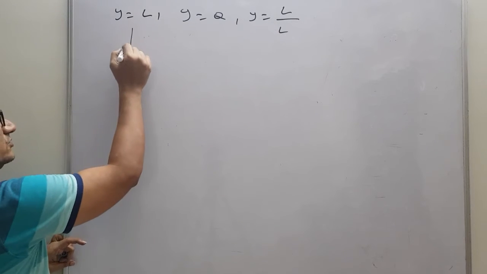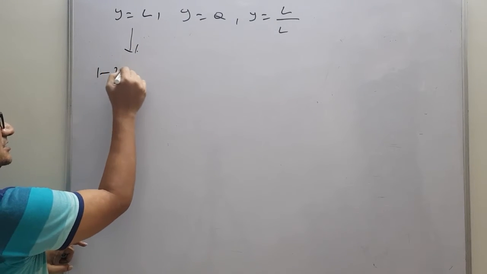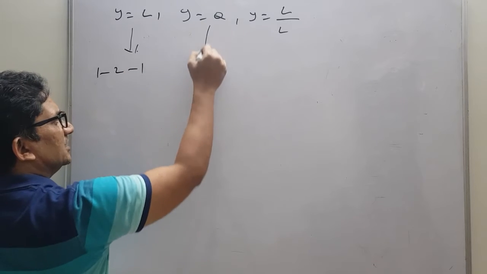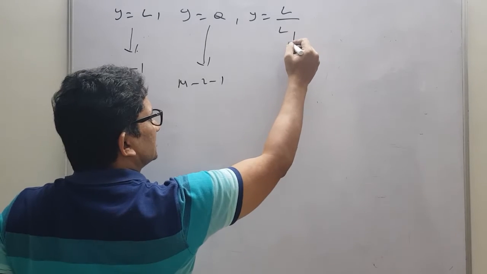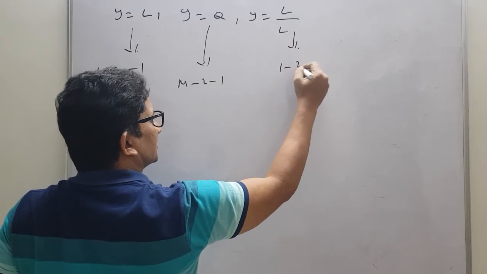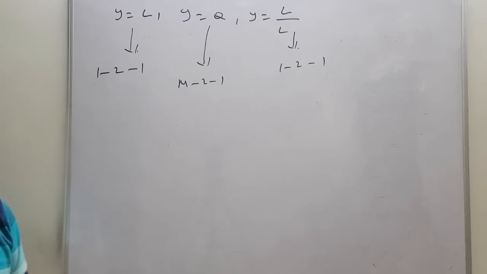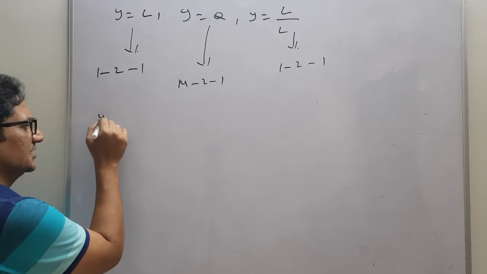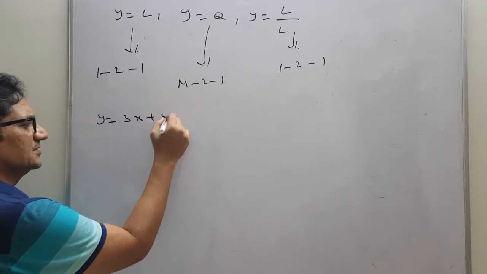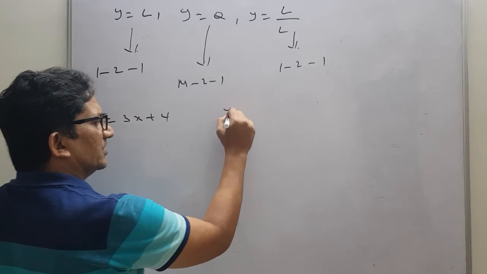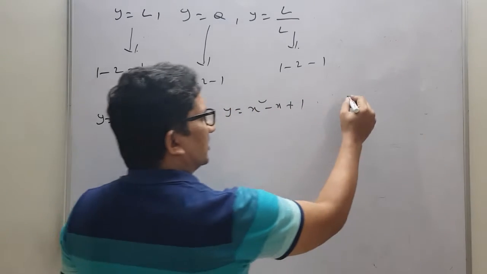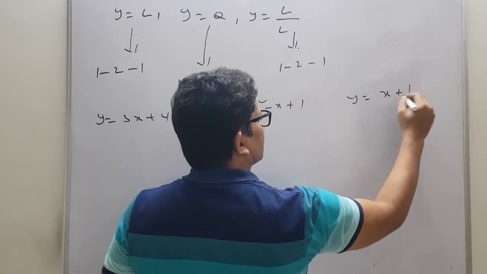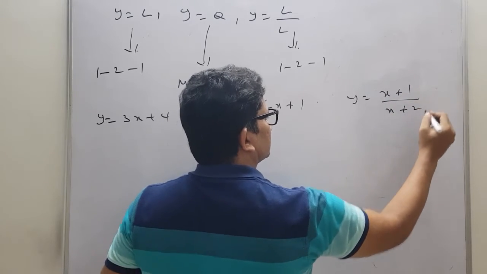So y is only linear, then the function is always 1 to 1. Y is quadratic, then the function is many to 1. And y is linear by linear, then the function is 1 to 1. Means if you have a structure like this type, y equals to 3x plus 4, or y equals to a quadratic x square minus x plus 1, and y equals to some x plus 1 divided by x plus 2.